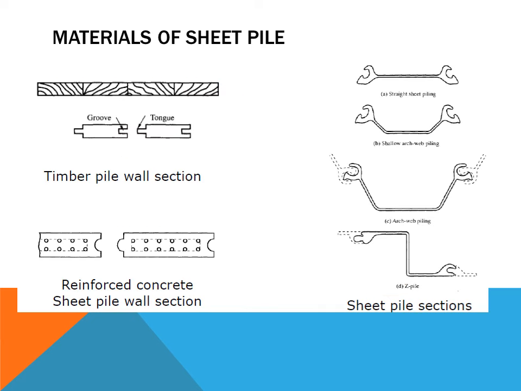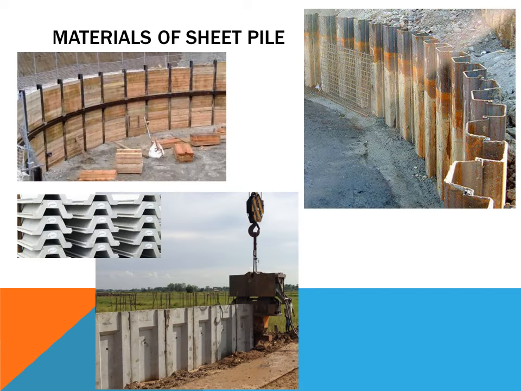Here are some examples of the materials of sheet piles: timber pile wall sections, reinforced concrete sheet pile wall sections, and also steel sheet pile sections. Okay, here are some photos where we can see the types of material used for sheet piles. The first one is using timber wall sections, the second one is using precast concrete, and the third one is using steel sheet pile.